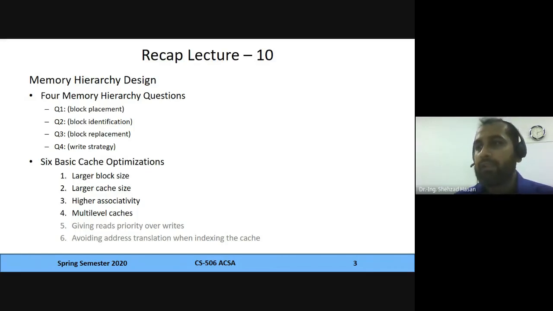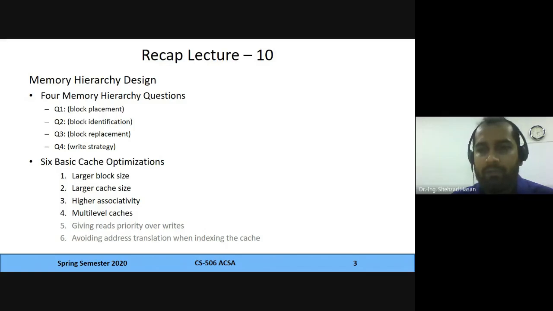Then we had the write strategy. What's going to happen if you are going to write to the higher level? How are you going to propagate the same contents, the same data, or the same modifications to the lower levels, right? So we looked at all these 4 questions in the last class, and we started with the 6 basic cache optimizations as well. How to optimize the cache, how to get better results for reducing the average memory access time.